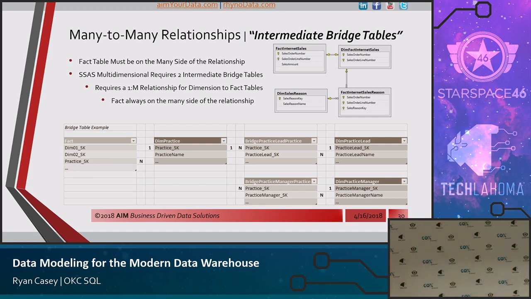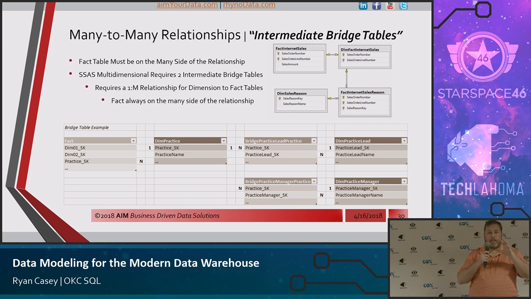So for each one of those conditions, we can build a bridge table, which has the unique combinations for every occurrence of where, in the case of the practice lead, that it had a relationship for practice lead, and in the case of practice manager, where it has a relationship for practice manager. Now that seems easy. Essentially, a bridge table is a fact table. It's a bunch of foreign keys.